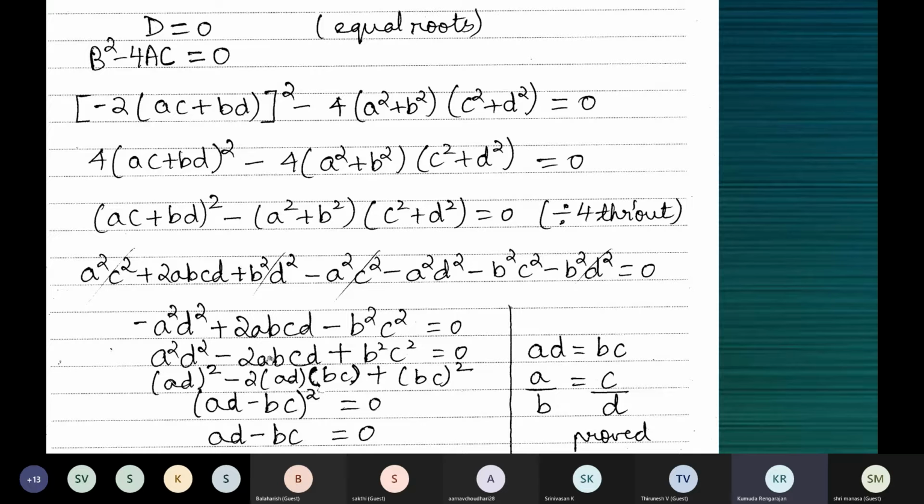So it's minus 2xy. The middle term is negative. So we get ad minus bc the whole square, not ad plus bc, because the middle term is negative. So ad minus bc the whole square.